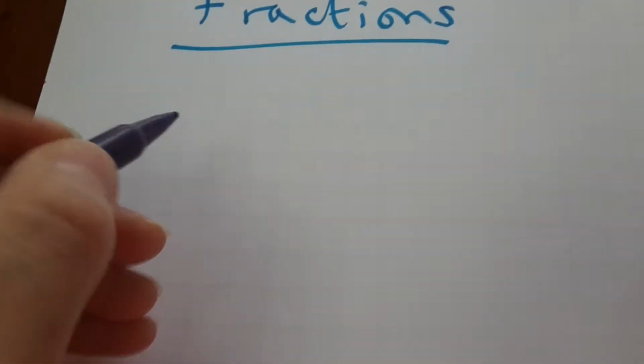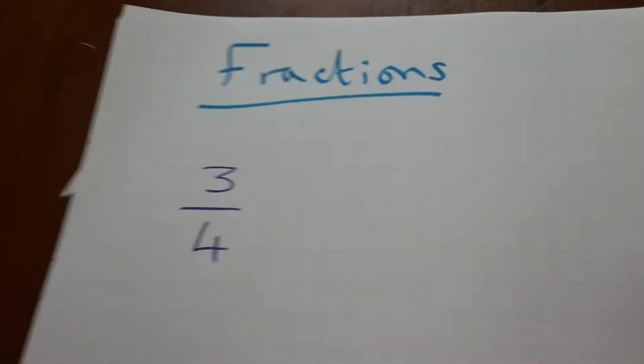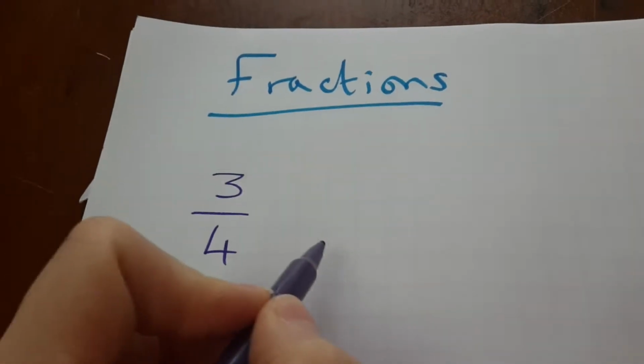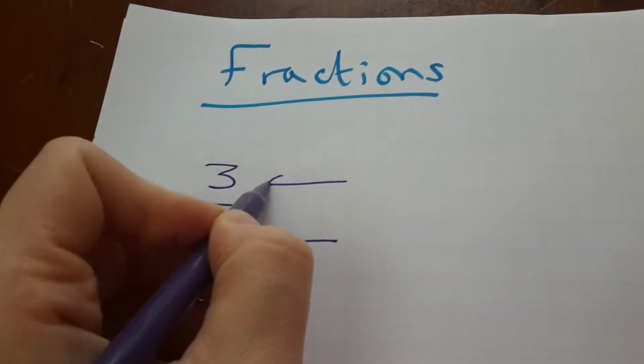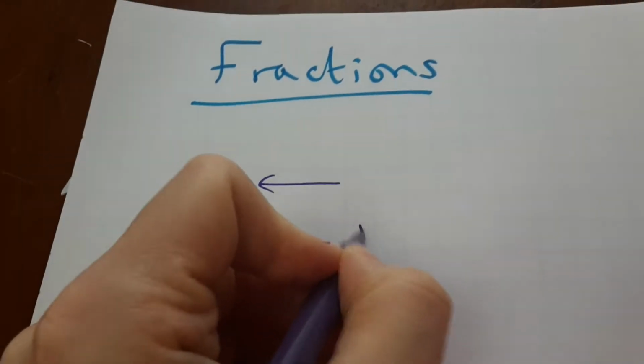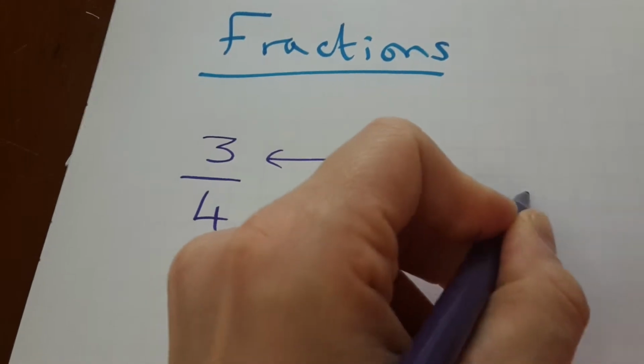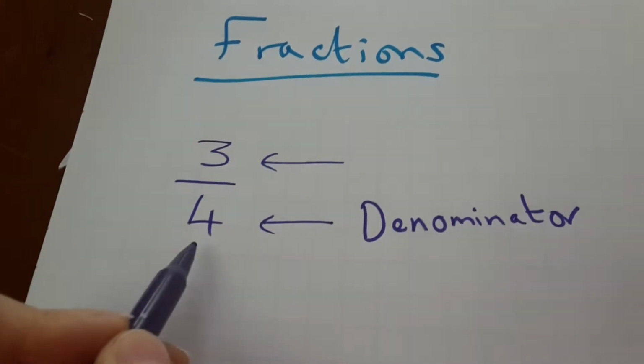So what is a fraction? If I have 3/4, what does that actually mean? Well, there's two different parts of a fraction, and they have specific names that tell you what's going on. So we have a denominator, and that is the bottom part.